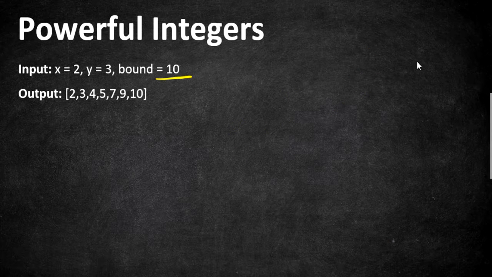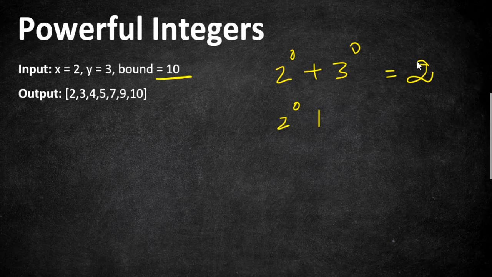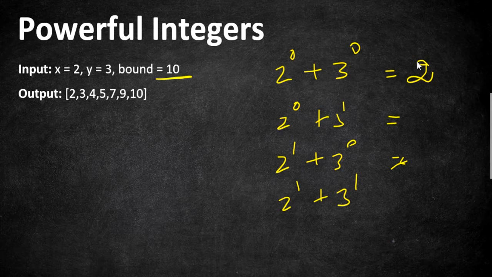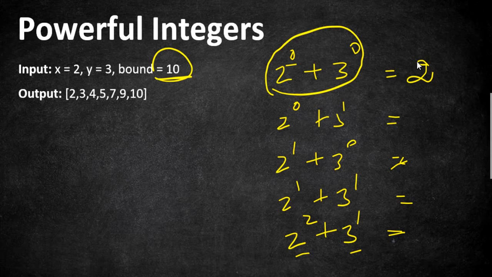So let's start by having x power 0, which is 2 power 0 here, and y power 0, and the value is going to be 2. Moving forward, let's try 2 power 0 and 3 power 1. Same way, 2 power 1 and 3 power 0, and then 2 power 1 and 3 power 1. Then 2 power 2 and 3 power 1 and other combinations, until both exceed the bound. So we have to try out all combinations starting from 0 till the value is less than or equal to 10.